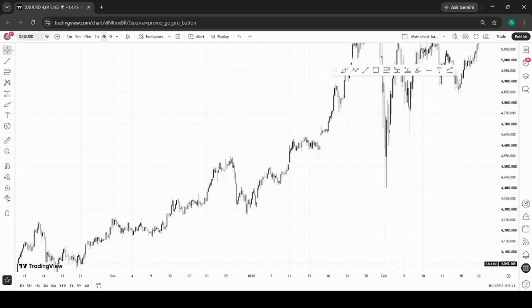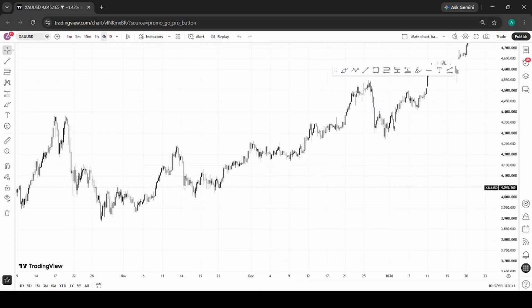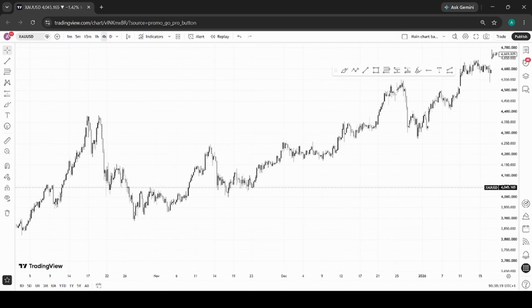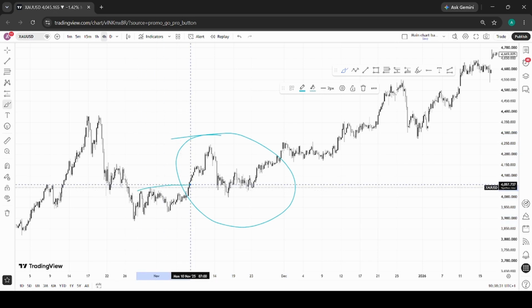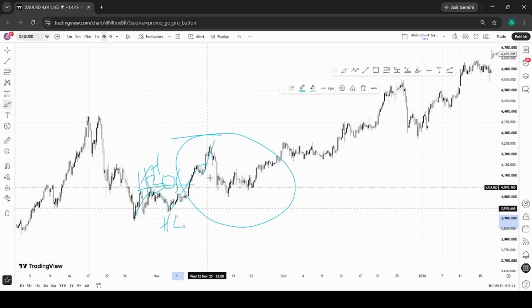So let me show you a clear sign of what is a change of character. Can you see what happened here now? Let's use this particular chart as the example so that you can understand what a change of character is. You see on this chart that price was breaking the previous swing highs and then kept going up, giving us a valid break of structure. This shows you that the price is in an uptrend. Price is giving us higher highs, higher lows, higher highs, higher lows.